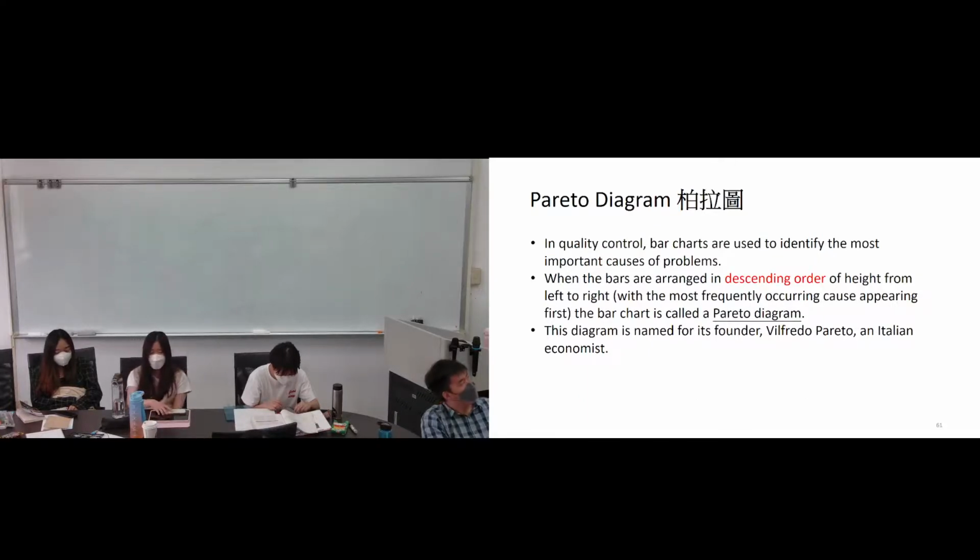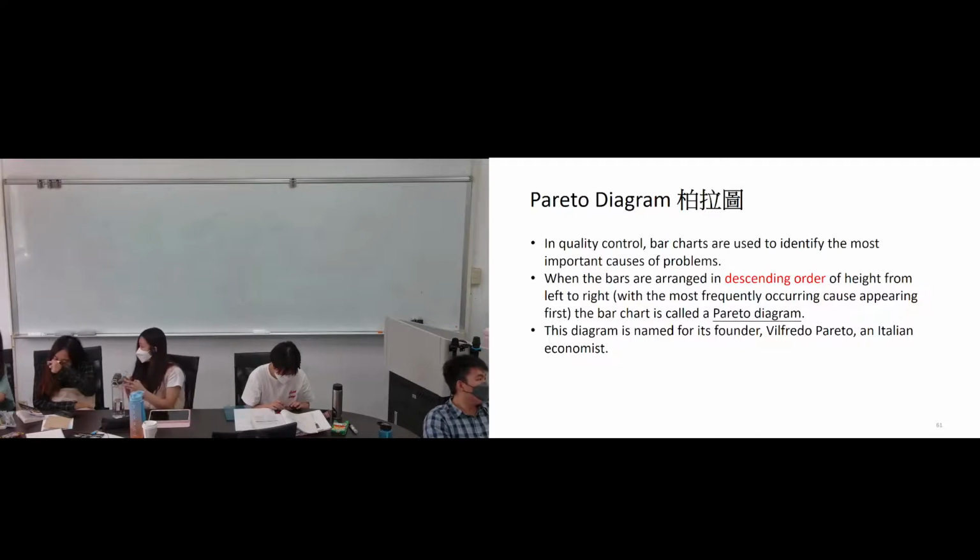Another chart is called the Pareto diagram. Usually we draw this Pareto diagram for quality control, and the bar charts are used to identify the most important causes of problems. The bars are arranged in descending order of height from left to right, and in the middle of each bar we depict the cumulative frequency distribution.